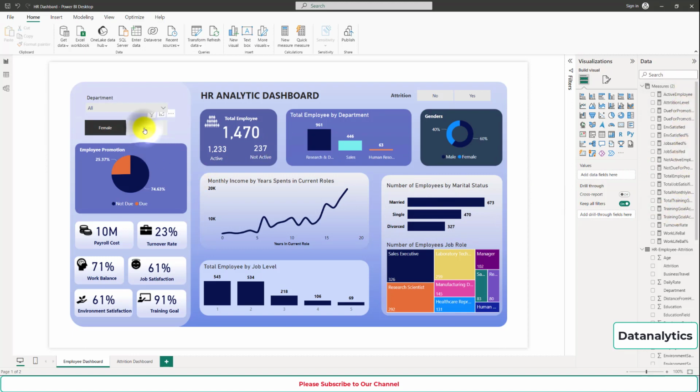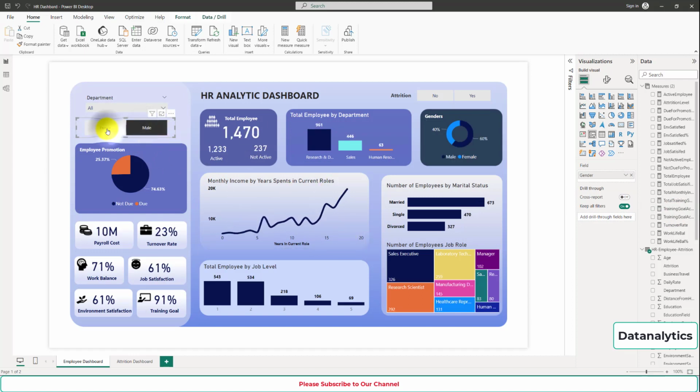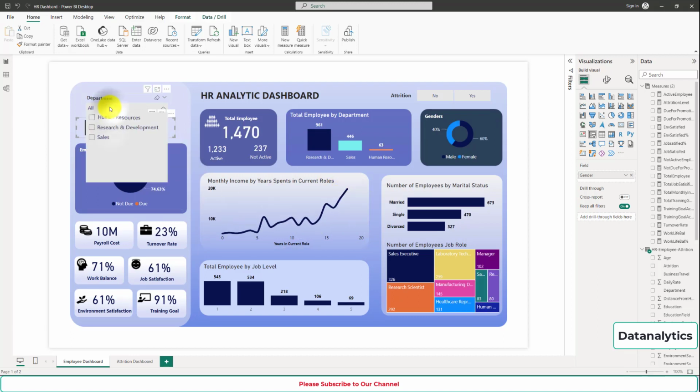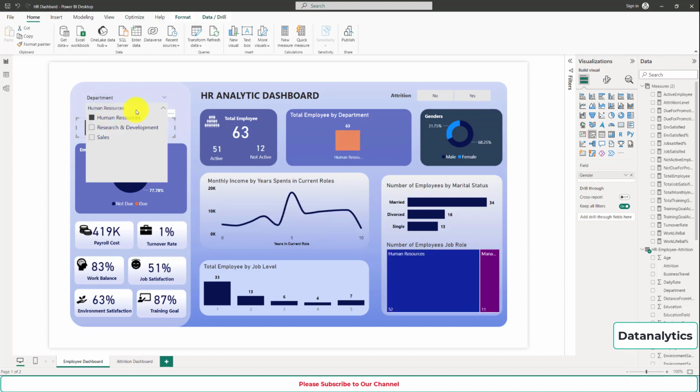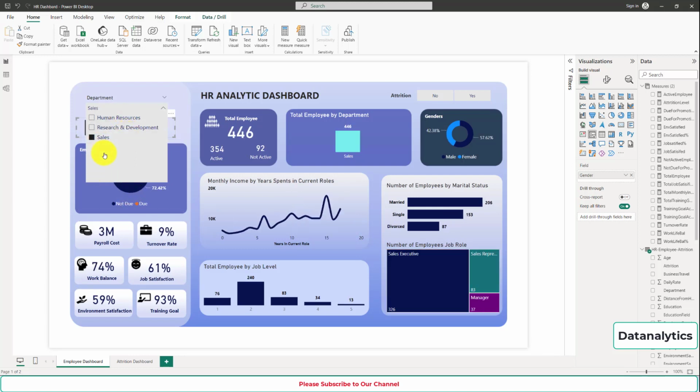So we can filter to see the males alone and then see details about our males. Then we can also filter to see details about the females we have within the organization. Also, we can select from different departments to see what our data is saying about human resources. Then we can look at what it is saying about research and development and sales as well.